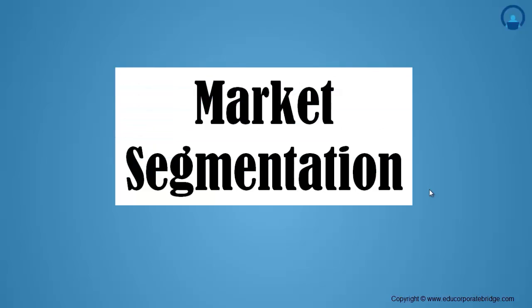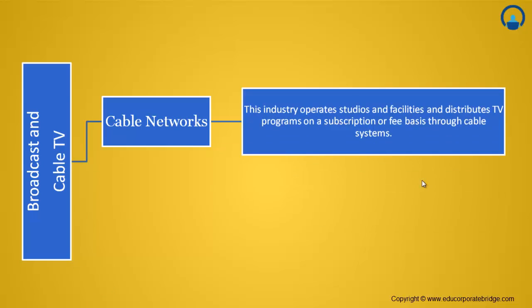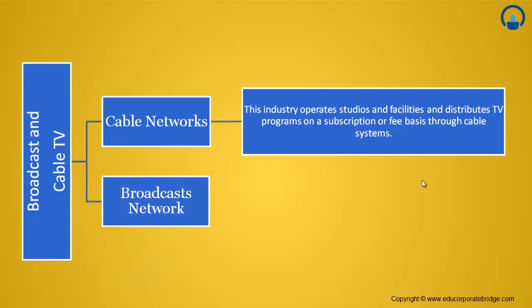Let's first of all start with the market segmentation and see how this market has been segregated in United States. Basically, the broadcast and cable television industry has been divided into two segments, the first being cable networks. Cable networks basically operate studios and facilities which distribute TV programs on a subscription or a fee basis through cable systems. It basically includes the specialty TV, cable networks, and pay-per-view programming, and it excludes anything relating to programming production and satellite broadcasters.